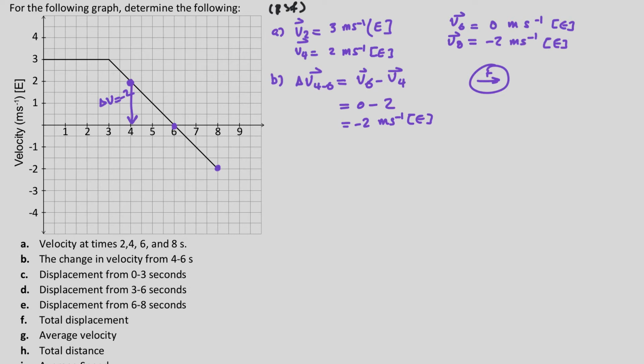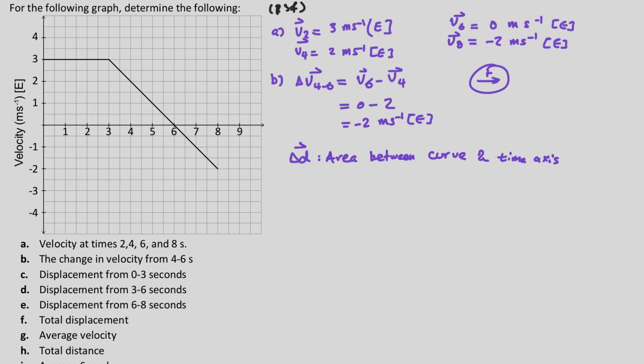Then we need to find the displacements from 0 to 3 seconds, from 3 to 6 seconds, and 6 to 8 seconds. Okay, no problem. I'm going to erase this though, because it will make our job a little bit easier. Well, the displacements can be found by the area between the curve and the time axis.